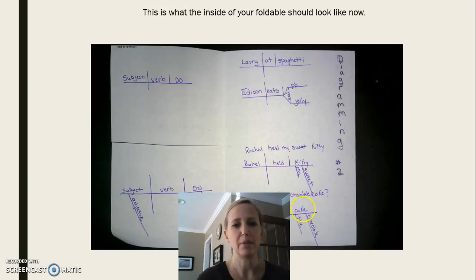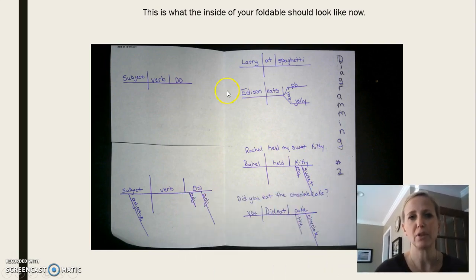This is what the inside of your foldable should look like. This is kind of the generic, and then these are the examples. All right, so make sure that the inside of your foldable looks just like that. This is what you're turning in tomorrow.